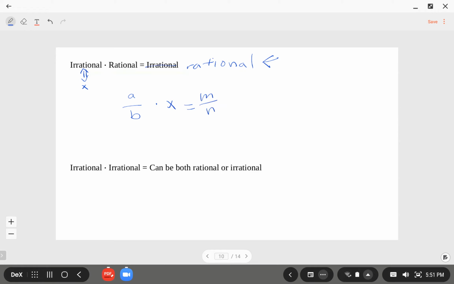Remember when we studied algebra last year? We want to get rid of this rational over here. You have to get rid of that. So let's do that.